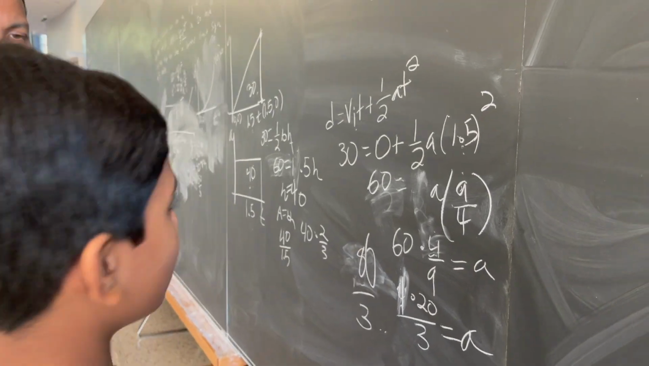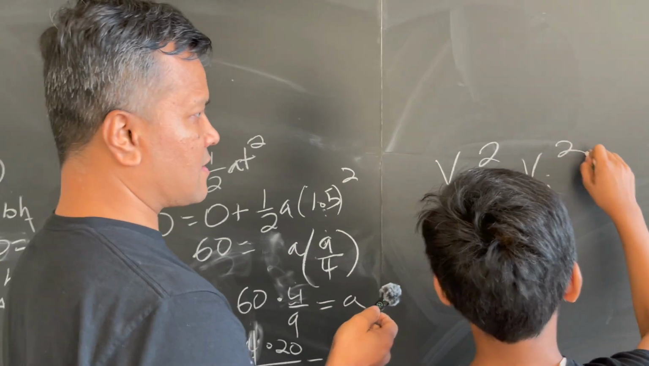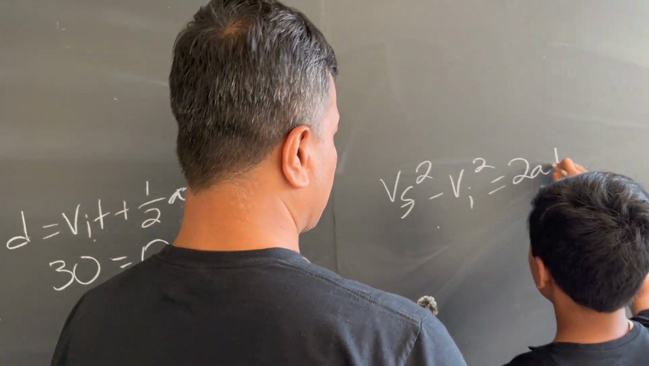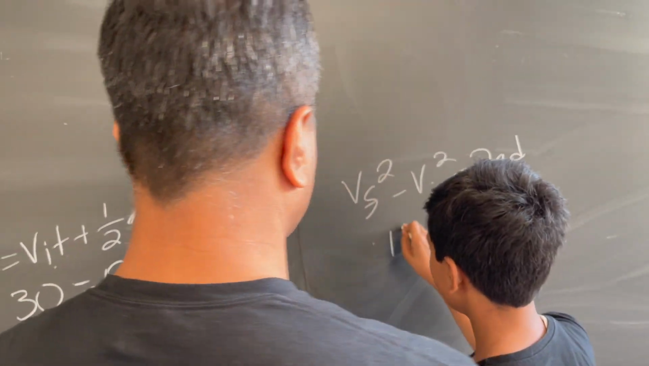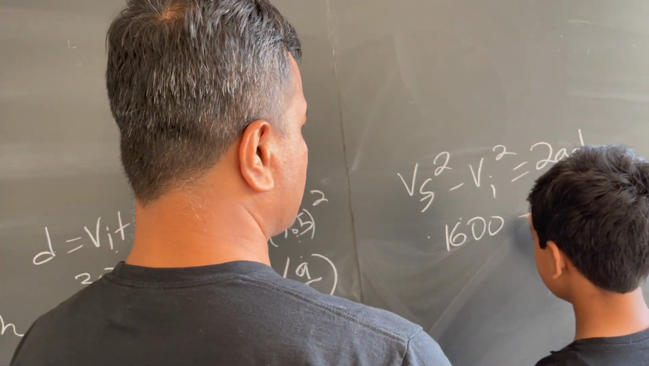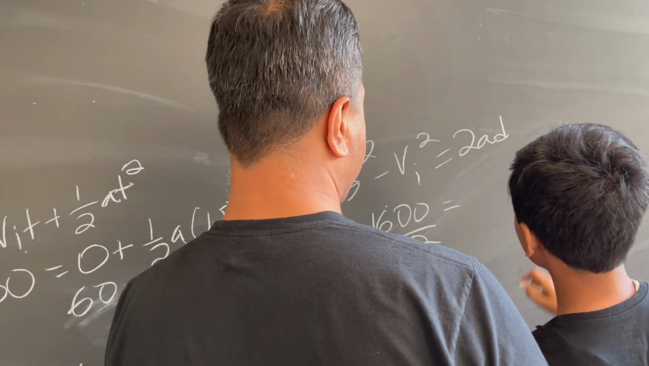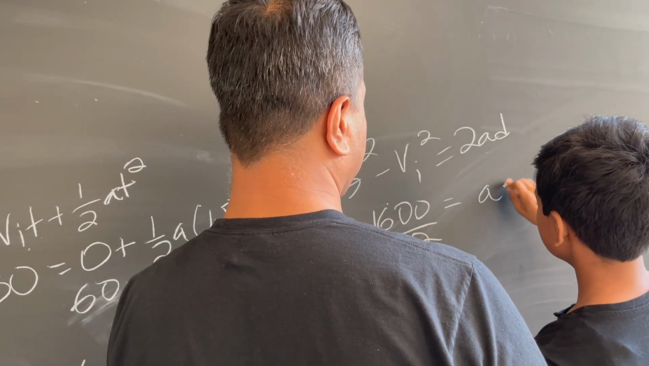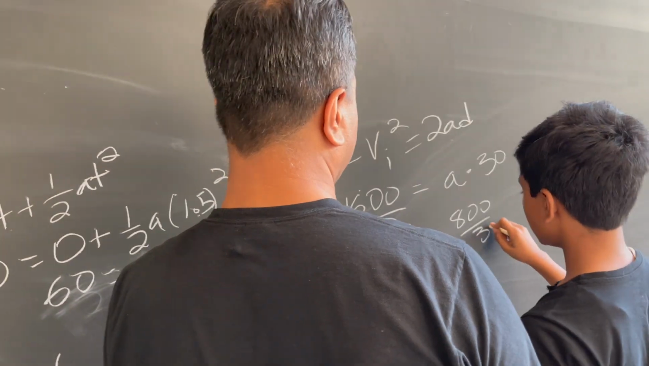Now do it with V squared. VF squared minus VI squared equals 2AD. So that means that we have VF, which is 40, so 1600. VI is 0. And then we have 2 times A times D. So 800 over 30, which is 80 over 3.